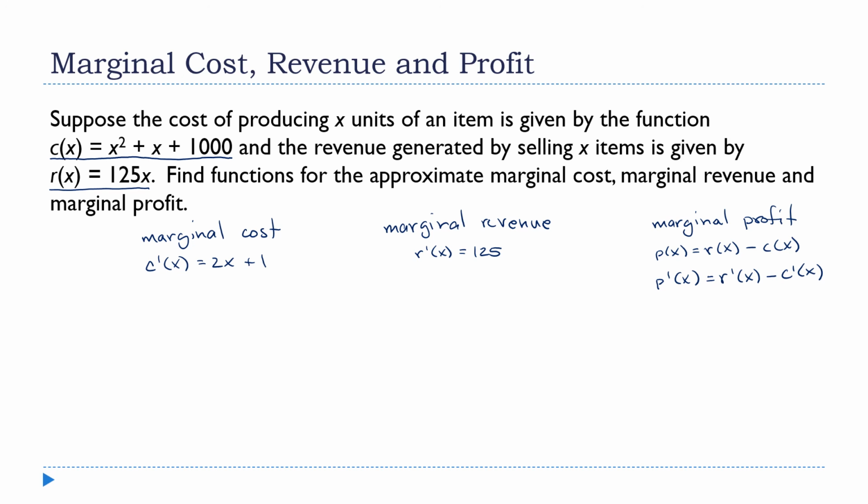And I already know what those two derivatives are. R prime is 125, and c prime is 2x plus 1. Be careful, you notice the parentheses I added there, so I'm subtracting the whole thing. So this is 125 minus 2x minus 1, which is 124 minus 2x. There's my marginal profit.